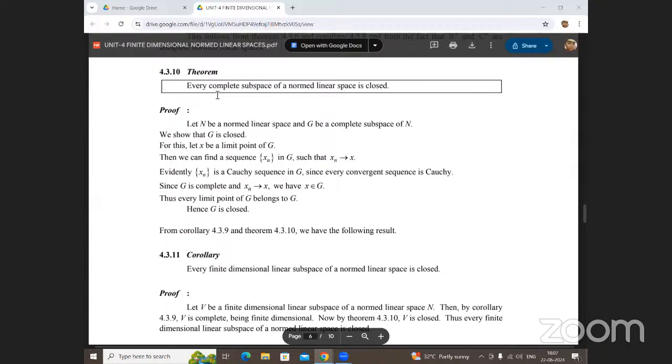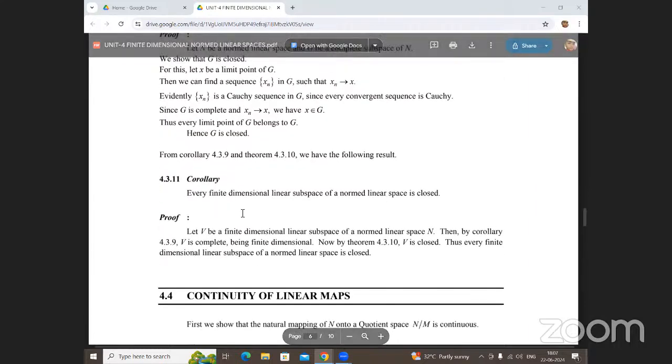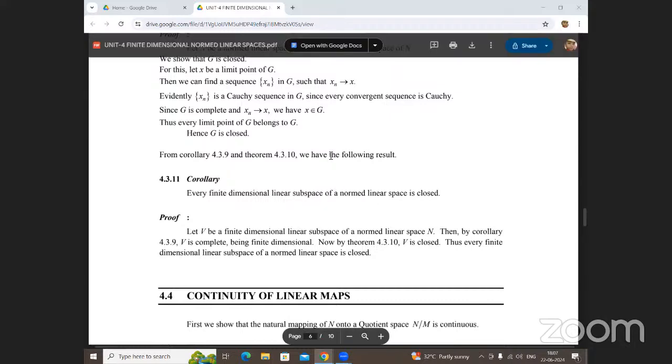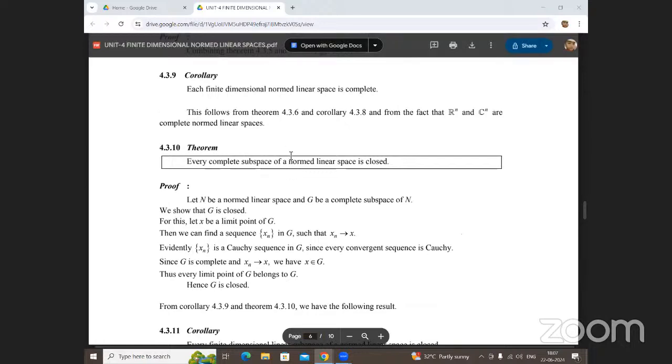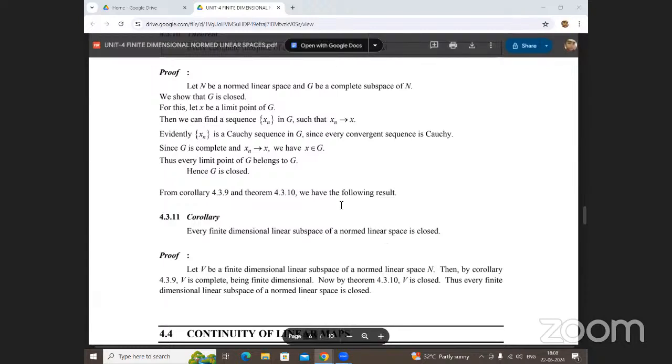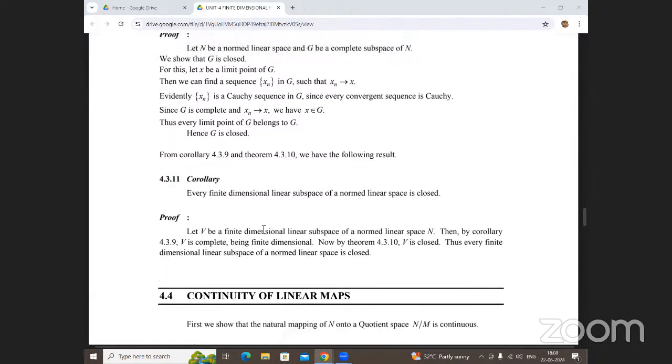There are two questions given. One question is this one, and the second one is the remark. What is that remark? From the corollary of the above two theorems, the following result is established. Every finite dimensional linear subspace of a normed linear space is closed. The above part was about a complete subspace of a normed linear space, but here the subspace is finite dimensional, and that is also closed. So this is also well established.